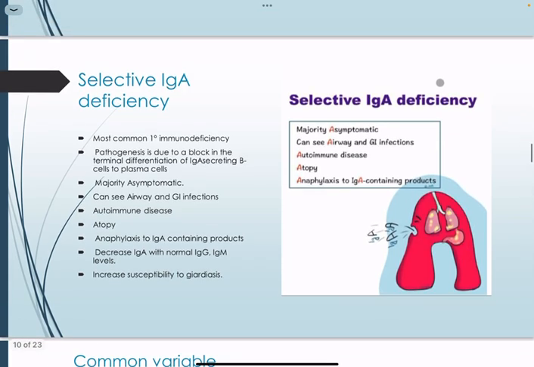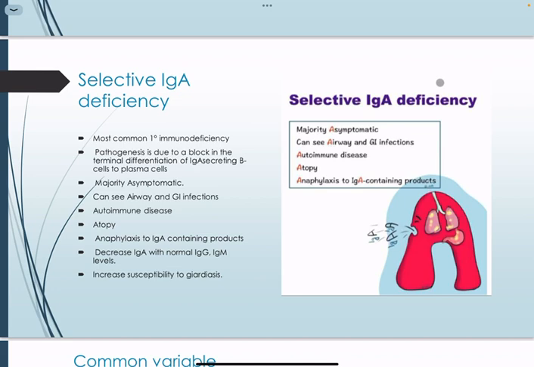If a patient is diagnosed with IgA deficiency, it's forbidden to give them regular blood transfusion. They can't receive regular packed RBCs. You need to wash them, removing all plasma protein, so they do not have an anaphylactic reaction. Most of them will have normal IgM and IgG levels. It's mentioned in the literature that there's also increased susceptibility to giardiasis.